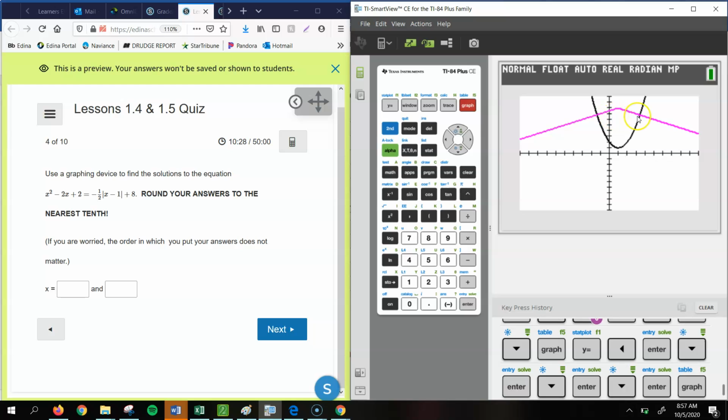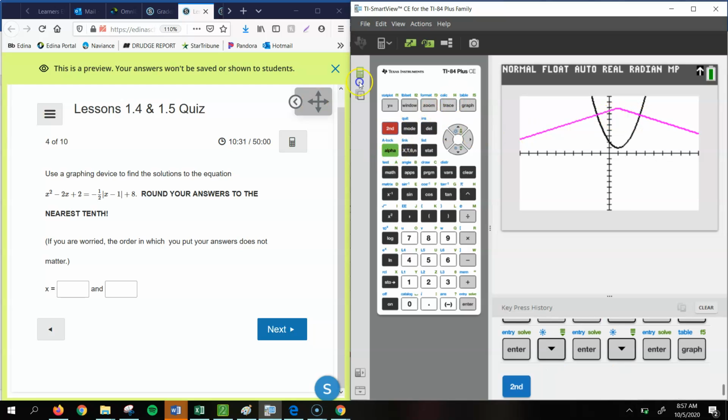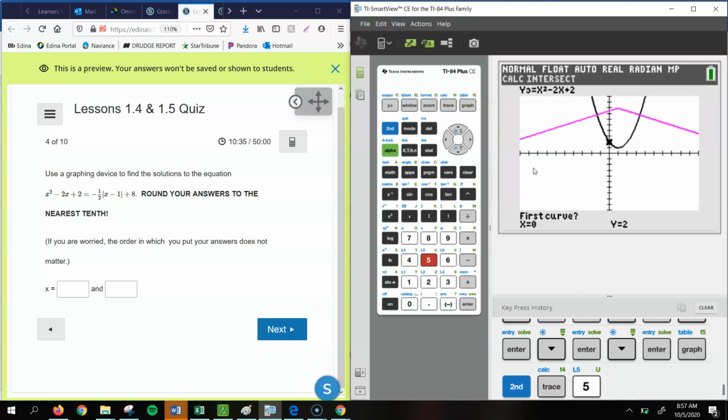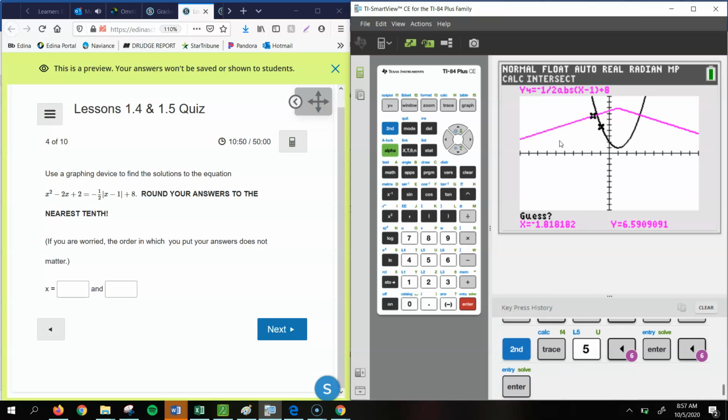So remember, to get those intersect points, you do second and then trace, and we're going to choose number 5 here. We're going to choose intersect, and we're going to get this little crosshair here. We can put that anywhere on one side of the intersection point, so I'll just leave it there. I'll hit enter, and now it puts another crosshair on the other graph, so I'm going to put it on the other side of the intersection point and hit enter. And remember, this changes to guess. We hit enter one more time, and now it says intersection. So at that point, the x value is negative 1.4.